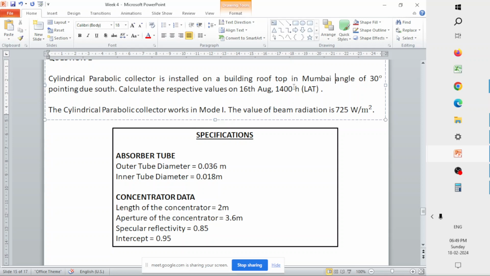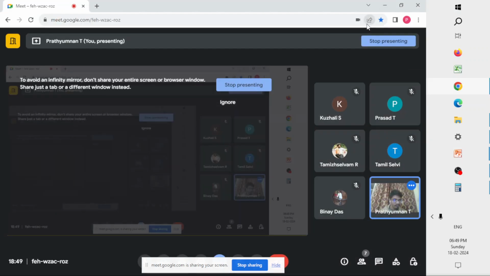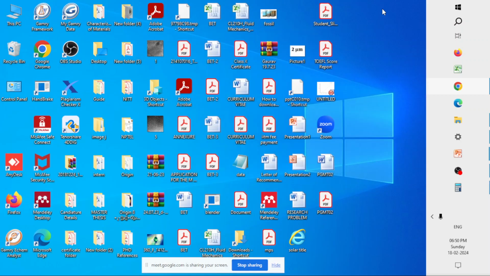What is actually meant by mode 1 is that you have a cylindrical parabolic collector which is rotating about its horizontal axis in the east and west direction. So if you consider this is the east and west direction, you have your concentrating solar collector system, and that system is rotating about its horizontal axis. That is mode 1 of working.